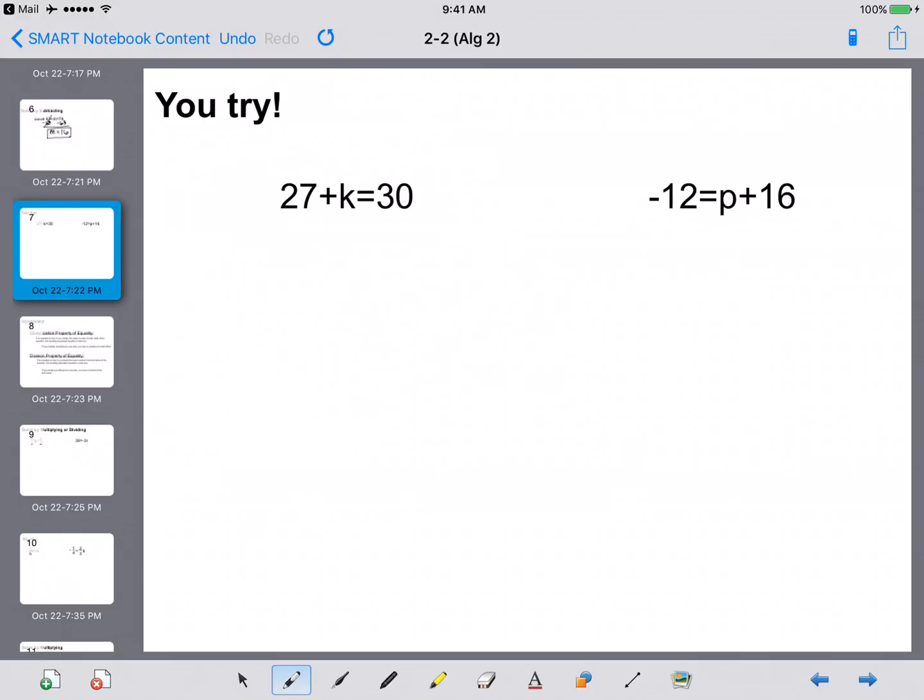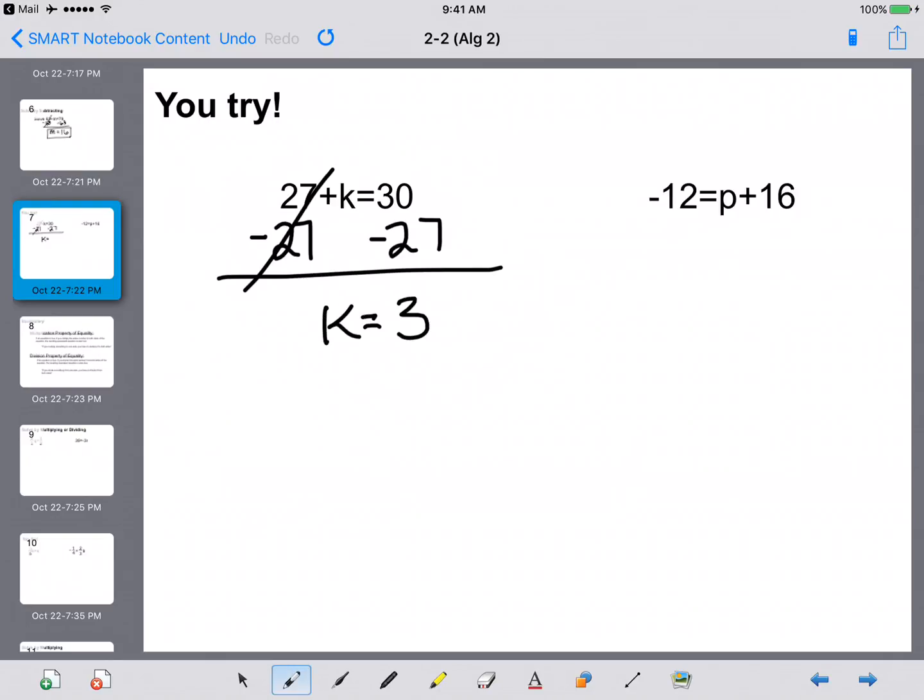So I want you to try these two and check back with what I have. So 27 plus k equals 30. We've got to get rid of our plus 27 by subtracting 27. What you do to one side, you do to the other. Those cancel out. We have k equals 30 minus 27, which is 3.